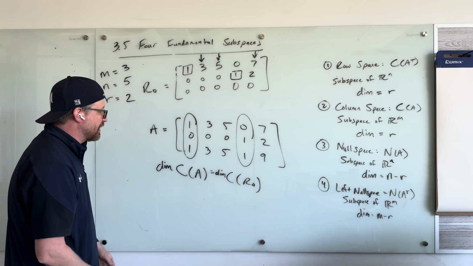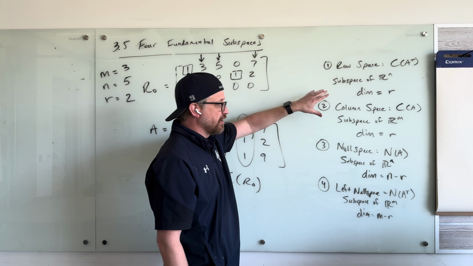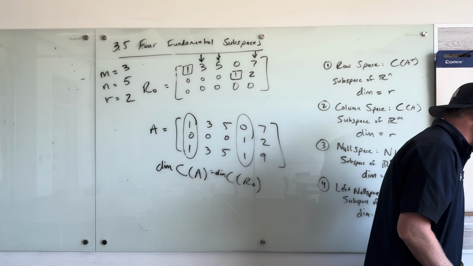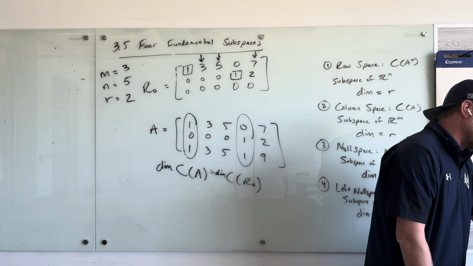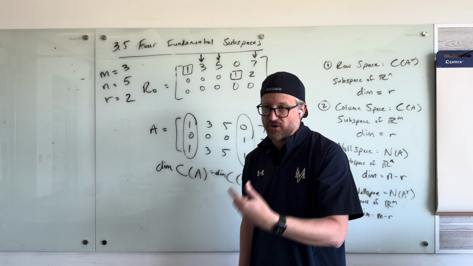And so that's why, when we're looking here, just to identify this on page 133, the fundamental theorem of linear algebra part 1: the column space and row space both have dimension R.